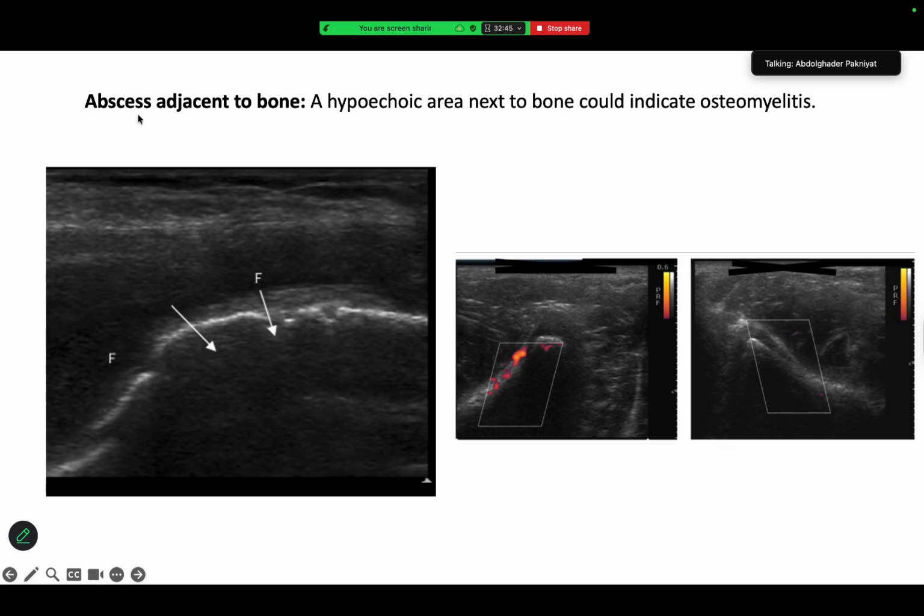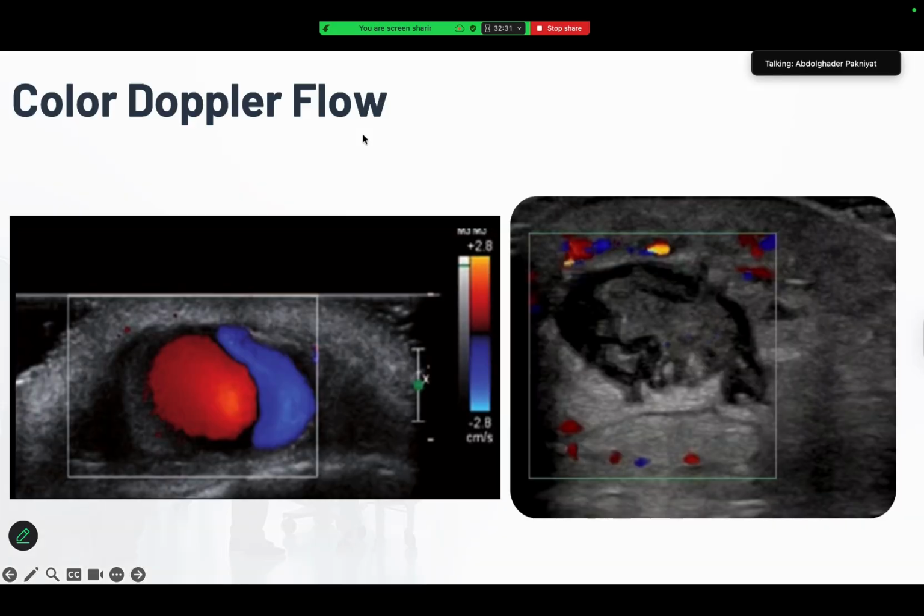So abscess adjacent to the bone should be considered more serious. So maybe it is osteomyelitis, and we need to involve related specialists to do further investigation and diagnose osteomyelitis early. So why do we have to use color Doppler in assessing abscess? One reason is just to see whether there is inflammation or not, but the main aim is not that.